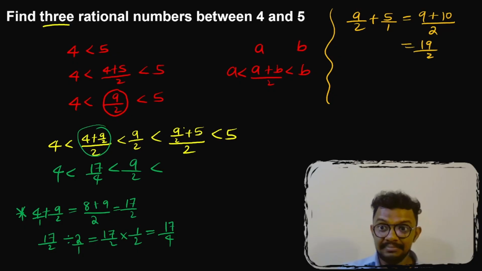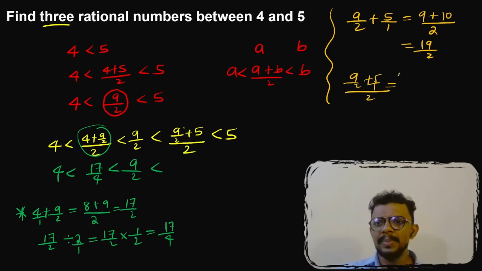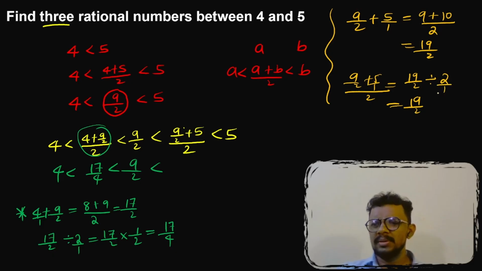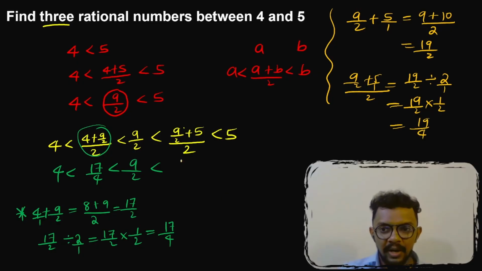Now, not only the sum, but also divided by 2. So 9 by 2 plus 5 by 1, all divided by 2. This answer 19 by 2 divided by 2: 2 is basically 2 by 1, and dividing by 2 is the same as multiplying by the reciprocal of 2, which is 1 by 2. The answer is 19 into 1 is 19, 2 into 2 is 4. I got 19 by 4, which is less than 5.